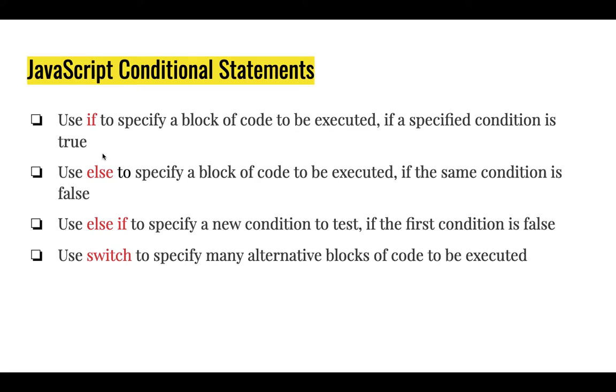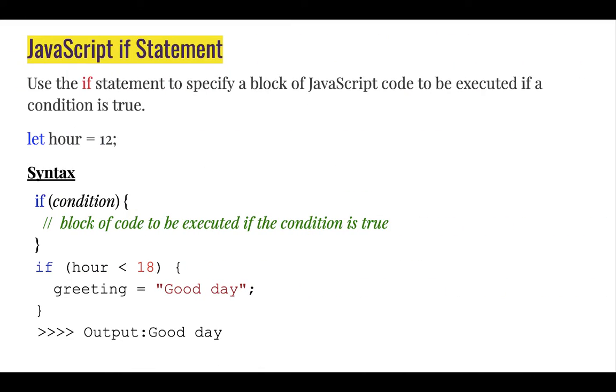So use the else statement to specify a block of code that you want to be executed if the same condition is false. You would want to use else if when you want to specify a new condition to test, that is, if the first condition is false. These three go together, and then you use the switch statement to specify many alternative blocks of code to be executed. So let's see each of them.